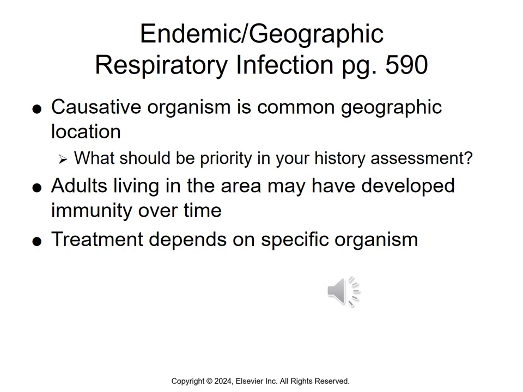Geographical respiratory infection is discussed on page 590 of your text. This includes a variety of respiratory infections, usually with the organism that's most common in a certain geological area, but other than that, the incidence of the infection is low. Therefore, adults living in this area will most commonly develop an immunity to the organism over time and only develop the infection if they come into contact with a large number of the particular organisms or they have a suppressed immune response.